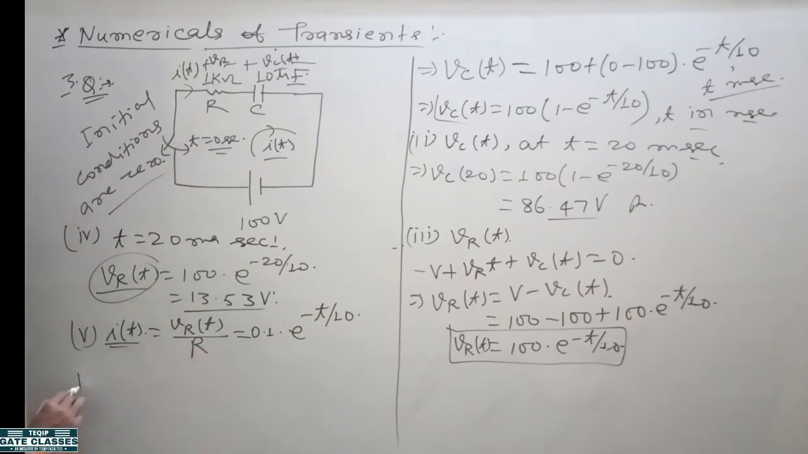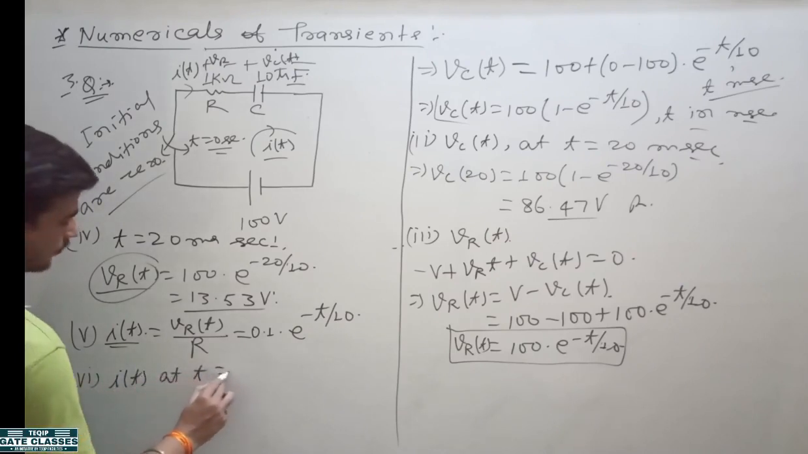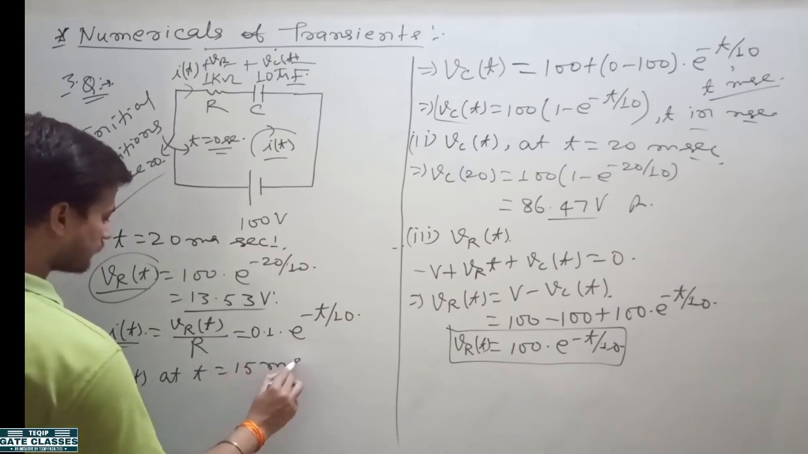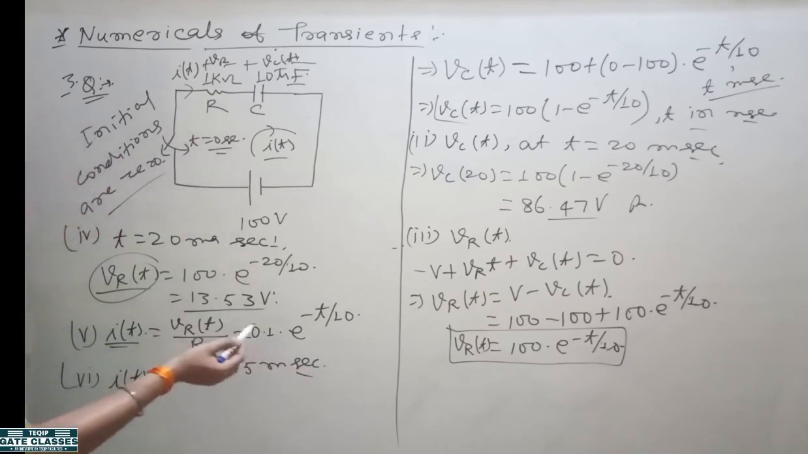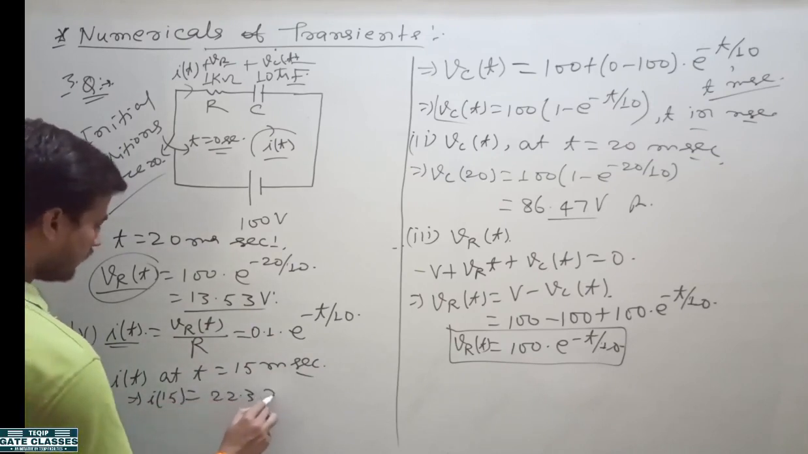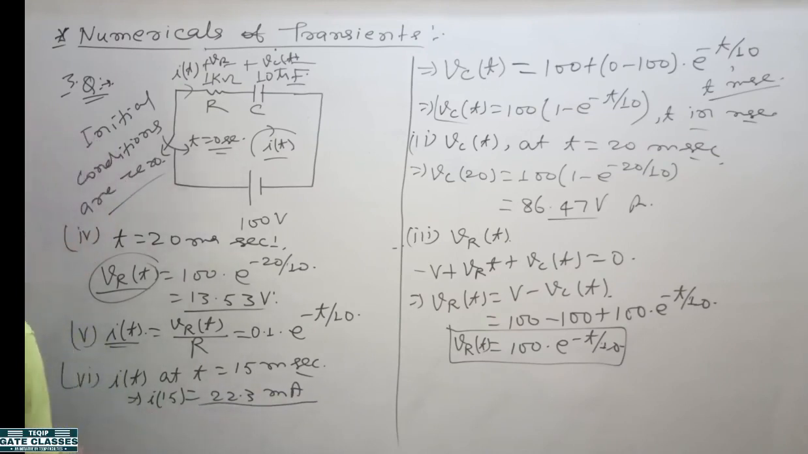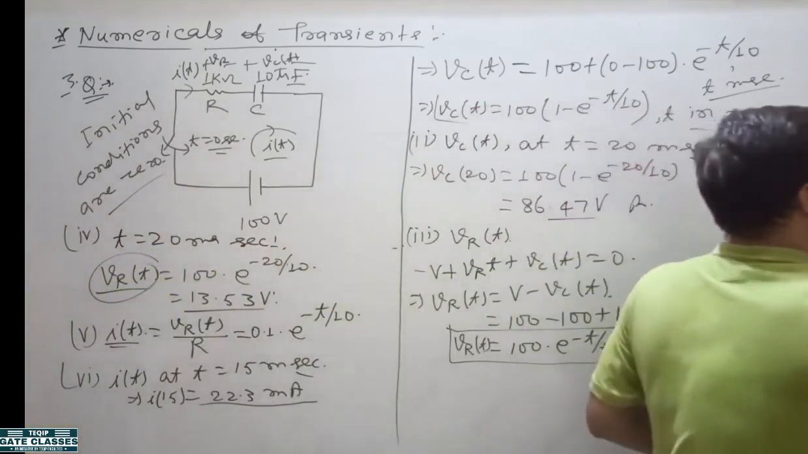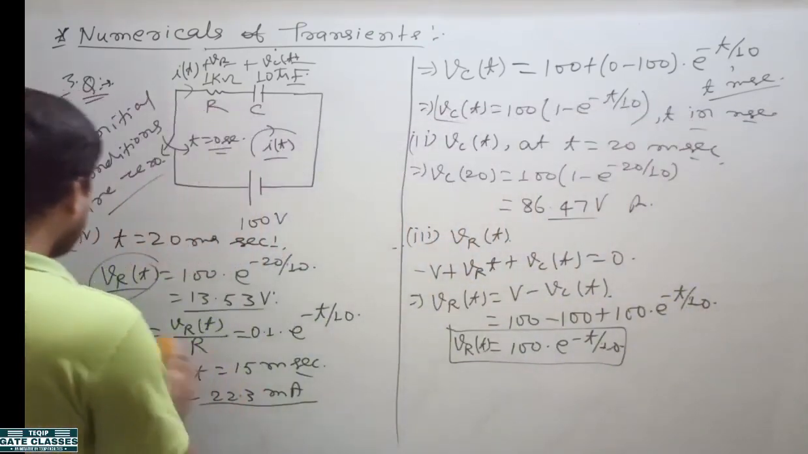Come to the sixth question. You have to find i(t) at t equal to 15 millisecond. If you put t equal to 15, your answer I(15) comes to 22.3 milliampere. 22.3 milliampere is the answer, that means the value of current. Clear? So the third question is completed.